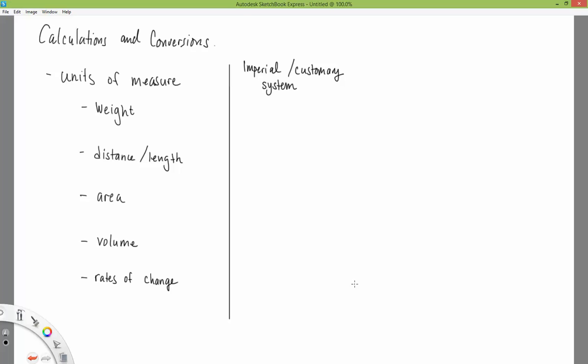Again, we're starting the recording a little bit in the middle, and we're just talking about the different things we can measure, such as weight, distance or length, area, volume, and rates of change. In the system that we're probably most familiar with here, we measure our weight in pounds and ounces.